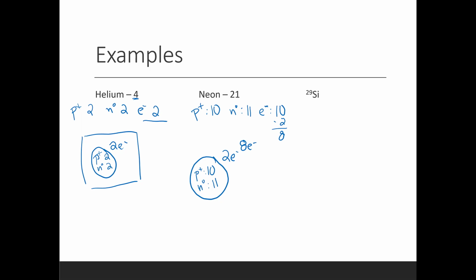See how this works? Go ahead and try to complete Silicon 29 on your own. Remember, first step, determine protons, neutrons, and electrons, then try to draw the Bohr model. So pause the video, try this out.